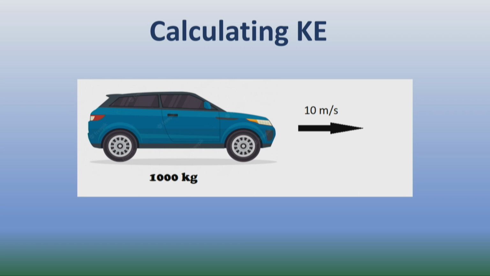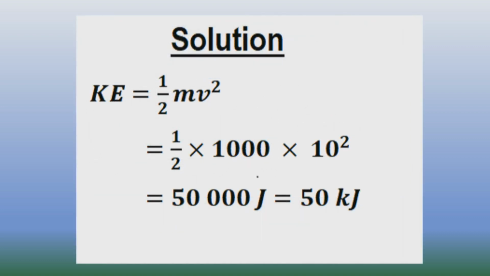The slide shows a car of mass 1000 kilograms moving at a speed of 10 meters per second. We are going to calculate its kinetic energy. Kinetic energy is half mv squared, and this is equal to half multiplied by 1000 multiplied by 10 squared, which is equal to 50,000 joules, which can be written as 50 kilojoules.